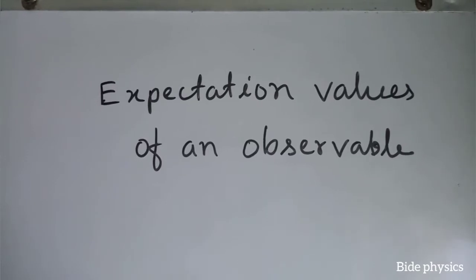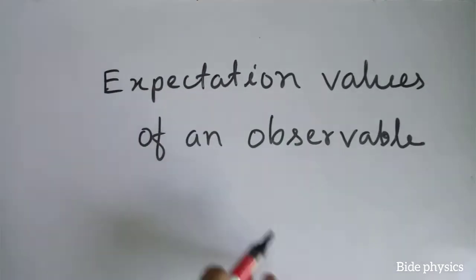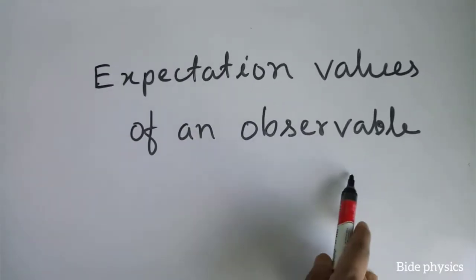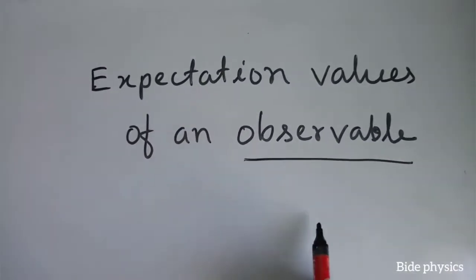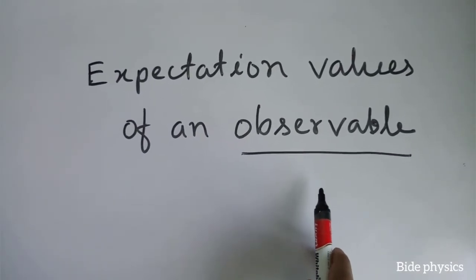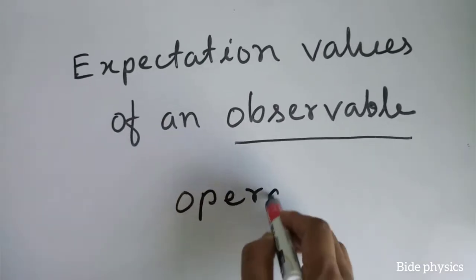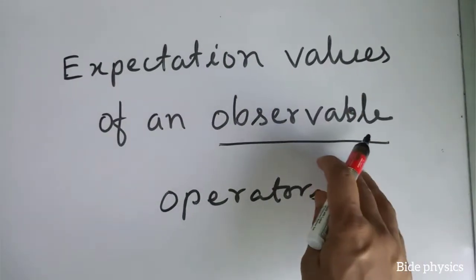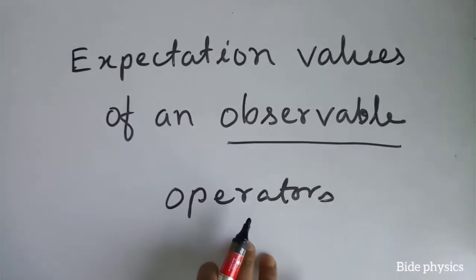Okay, continuing with our previous classes, we have now a new topic which is actually included in your operators in quantum mechanics: expectation values of an observable. Now, what is an observable? As you already learned, observable is a term included in your classical mechanics; in quantum mechanics it is your operators. That means a classical observable is nothing but the operators in your quantum mechanics.